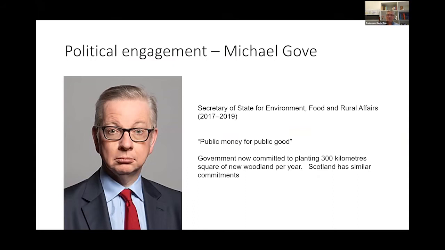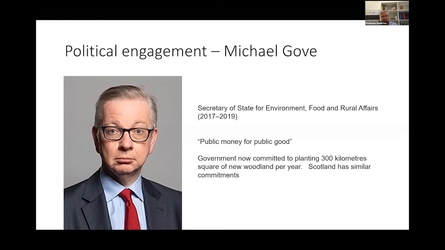But a really important thing which has happened in the UK is that our government has been really engaged in the idea of nature-based solutions. And I think we have to thank Michael Gove for this when he was Secretary of State for the Environment, Food and Rural Affairs, 2017 to 2019. And he came up with a 25-year plan for the environment, thinking about what would happen when we left the EU and the Common Agricultural Policy was a thing of the past.